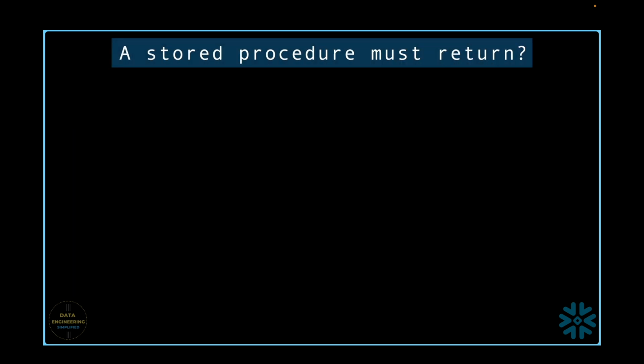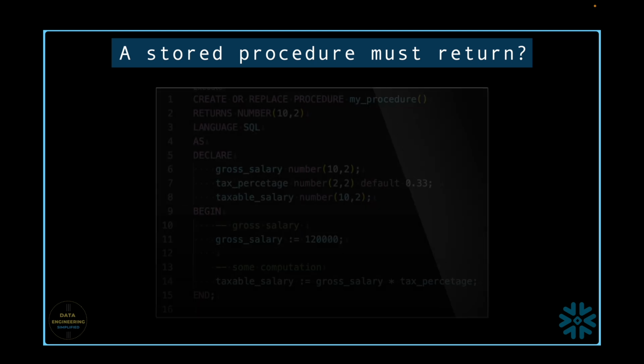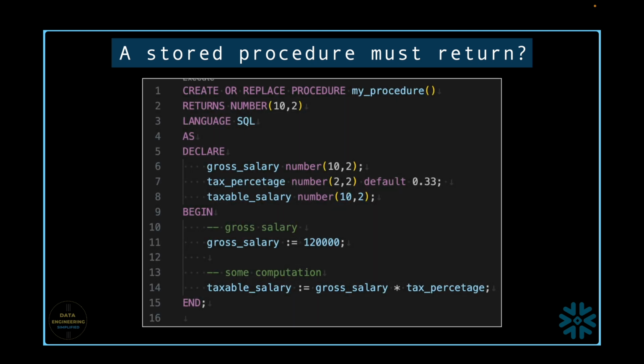Let's begin by asking a question. A stored procedure must return something. If you look at this simple stored proc written using Snowflake scripting, we notice it lacks a return keyword, yet it compiles and executes without any error in Snowflake. There are scenarios when a stored proc performs a task without an expected return value. In our demo, we will explore what value it returns when there is no return statement available in your stored proc or anonymous block.